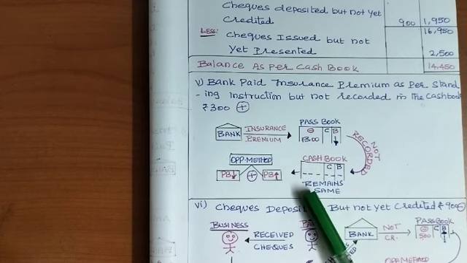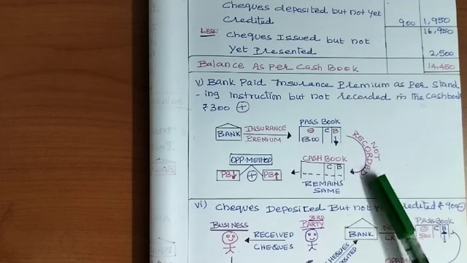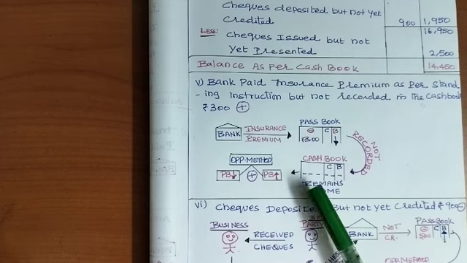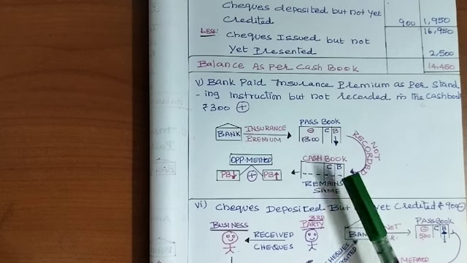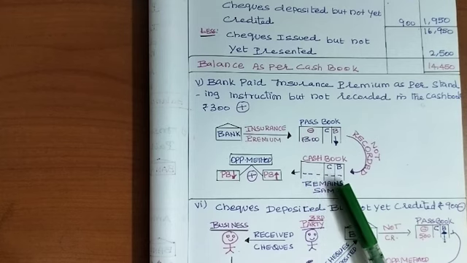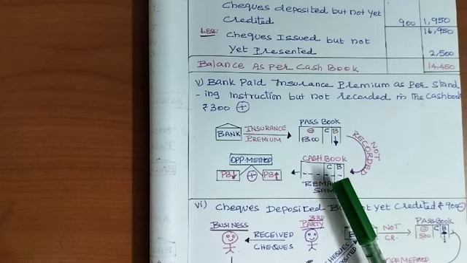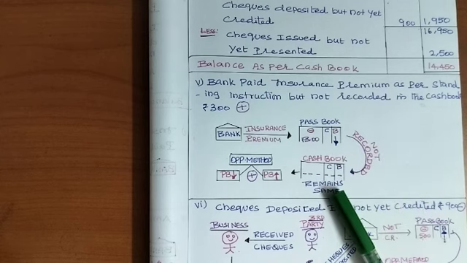The cash book remains the same. The cash book will not record it. There is no change in the cash book. The entry was not made in the cash book. Only when the entry is made after receiving the bank statement will the cash book record it. Otherwise, until then, the cash book remains the same. There is no record in the cash book.